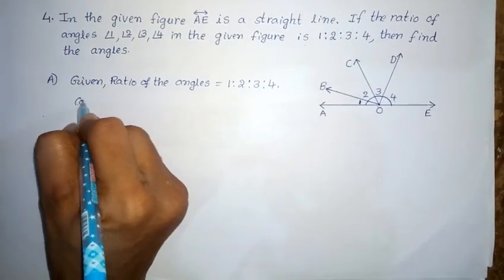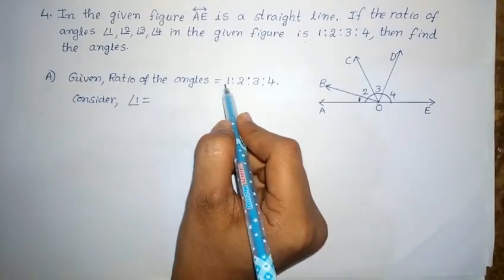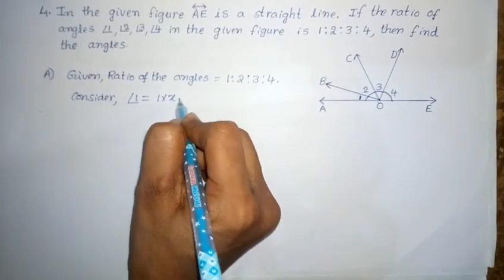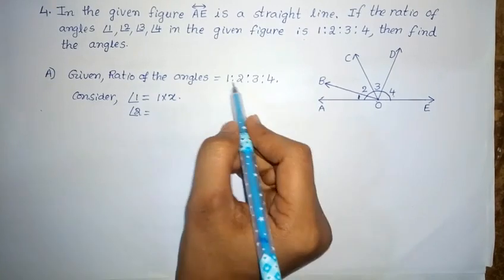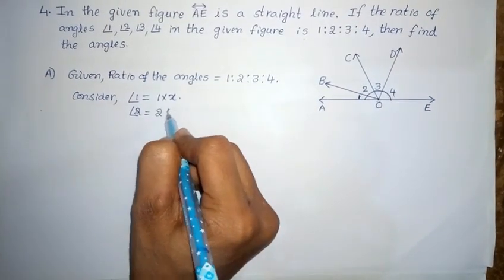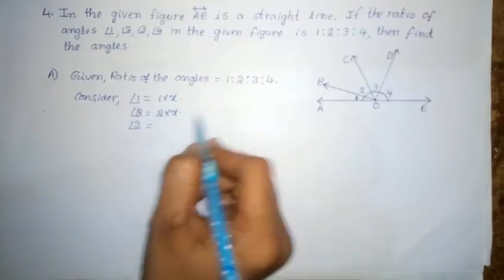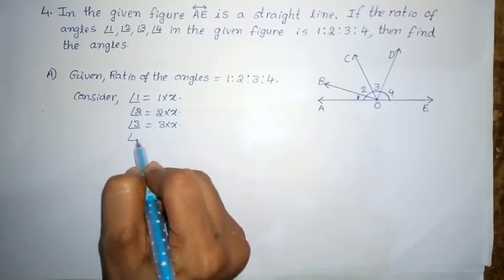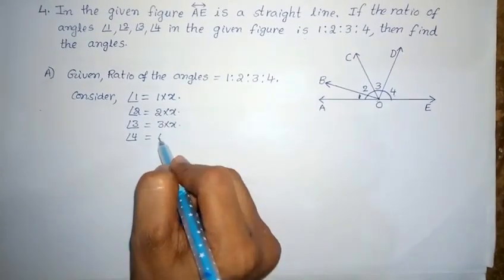So consider angle 1. Angle 1 is one part, so angle 1 is 1 into x. Angle 2 is 2 parts in the given ratio, so I am considering 2 into x. Like this, angle 3 is 3 parts, so 3 into x. Angle 4 is 4 parts, so 4 into x.